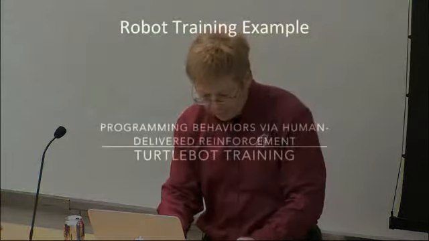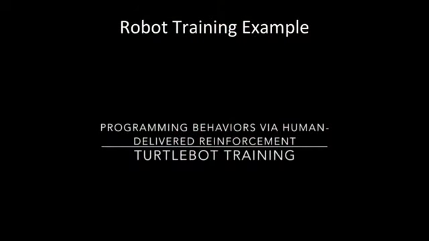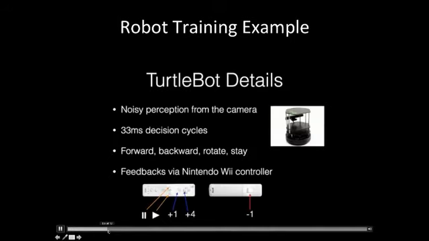So I'm going to skip this other stuff and say we also used a robot. Here we've got an example of a TurtleBot and a Wii remote, where we can actually give good job, bad job, a +1 or -1.